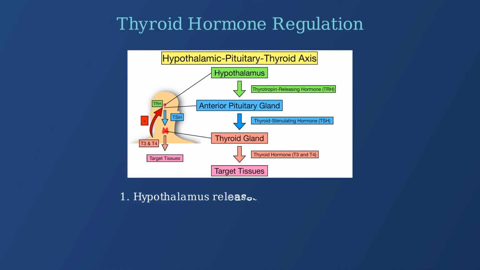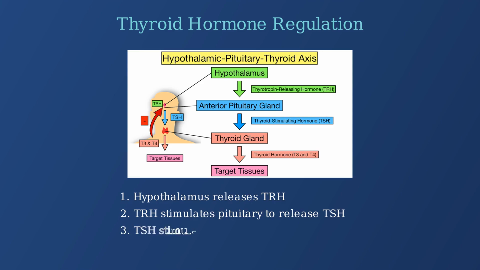The hypothalamus releases thyrotropin-releasing hormone, or TRH, which stimulates the anterior pituitary. TRH causes the anterior pituitary to release thyroid-stimulating hormone, or TSH. TSH then stimulates the thyroid gland to produce and release T3 and T4 hormones.